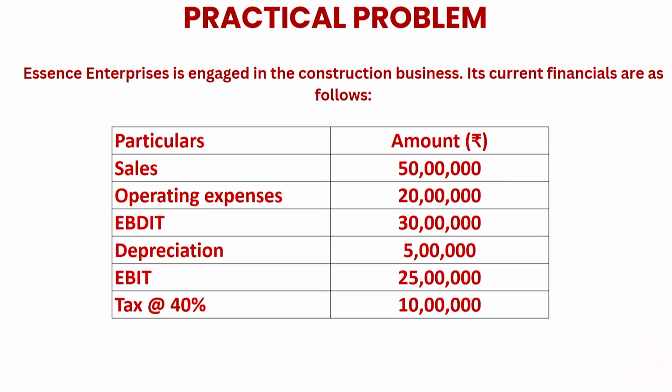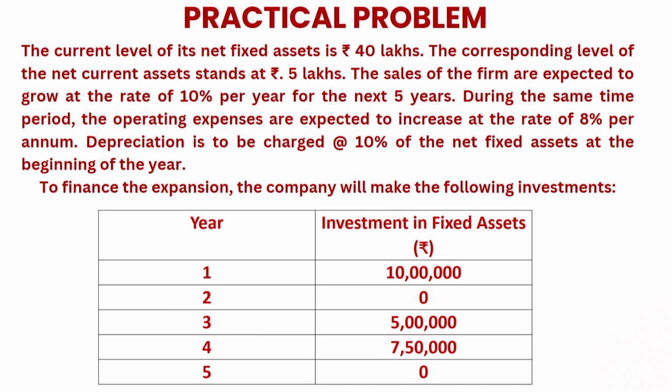To start with the question, we have certain information with regards to the financials of a company regarding sale, operating expenses, earning before depreciation, interest and taxes, then depreciation, then EBIT and then the tax rate. Next is given the information regarding the current level of the fixed assets, which is rupees 40 lakh, and the corresponding level of net current assets is also given.